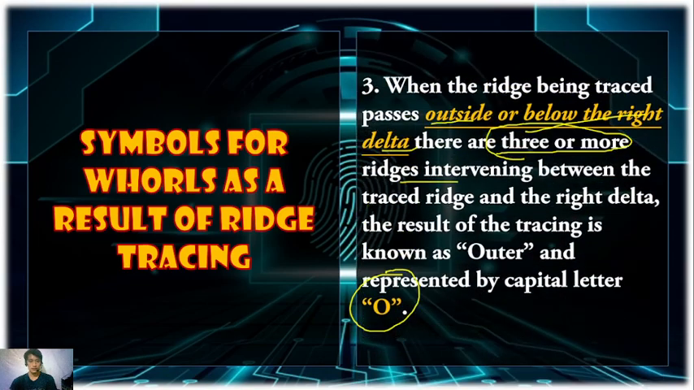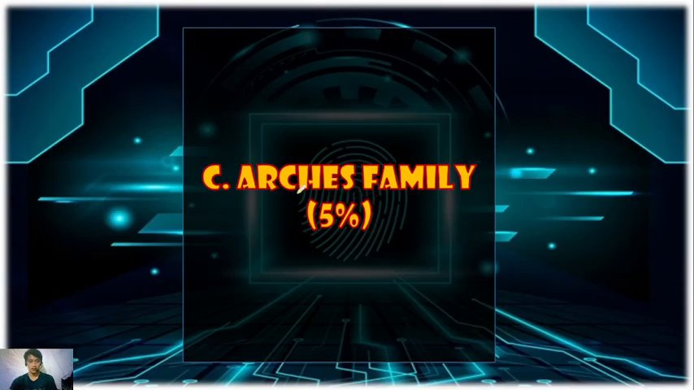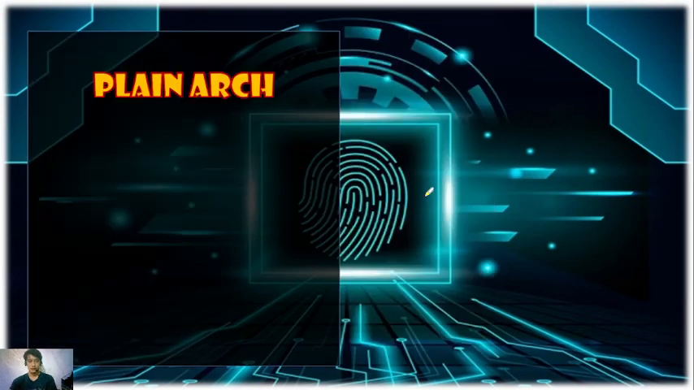Okay, so that is for this part. And then we have here the arches family. This is the third basic pattern of fingerprint. In the global population, 5% of individuals possess this arch formation in their fingerprint. There are two divisions in here: the plain arch, and then the tented arch.